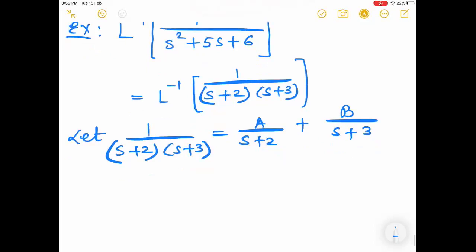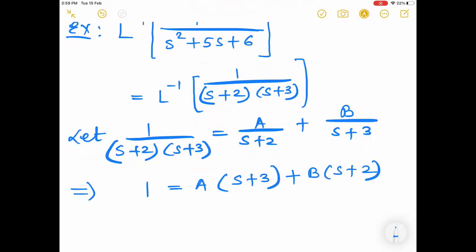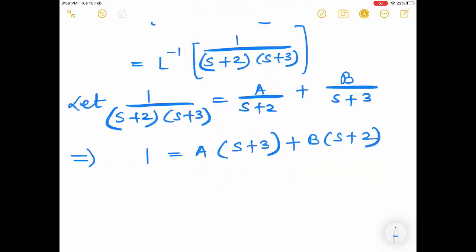Now, numerator of the left hand side is 1, numerator of the right hand side is A into s plus 3 plus B into s plus 2. I hope this you can understand. Left hand side 1 is equal to A into s plus 3 plus B into s plus 2, right hand side numerator this one. Now you can put two values of s which are suggested from the given factors. So put s is equal to say -2 and put s is equal to say -3.